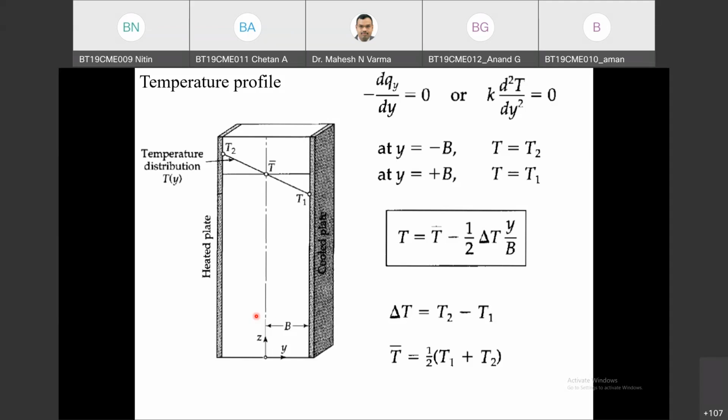Roll number 12, Anand. Yes, sir. Is this the equation? Yes, sir. Have you derived the equation? Yes, sir. Can you show me your notebook? Yes. Okay, nice.